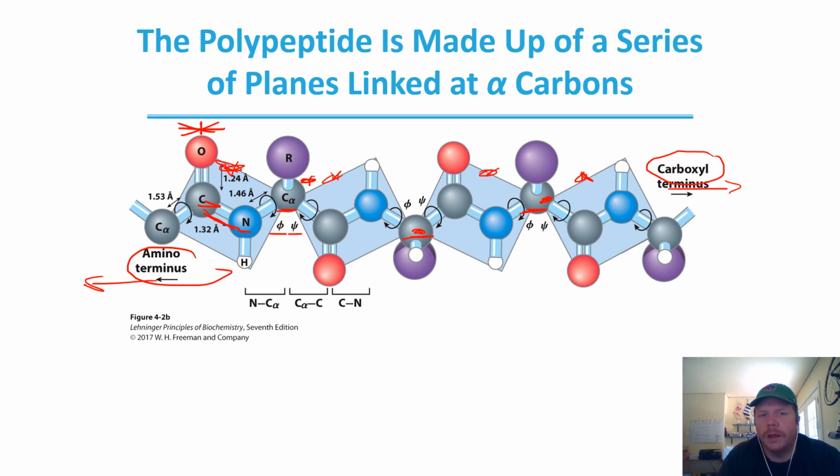Which one is the phi? The phi bond is the one going from the N terminus to an alpha carbon. The psi angle, or the psi bond, is going from an alpha carbon to the C terminus. We have no rotation about that peptide bond, it's just about the phi and the psi angles.